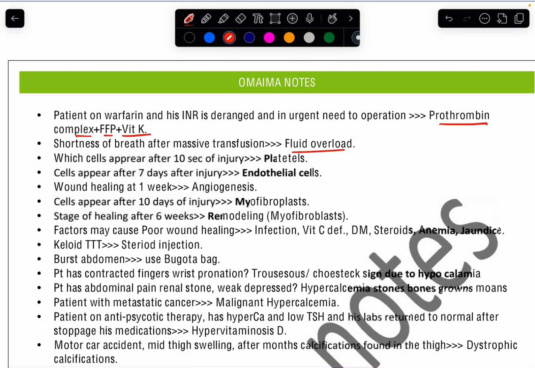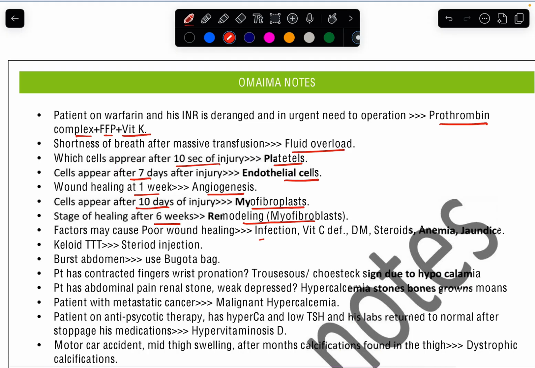White cells appear after 10 seconds of injury. Platelet, it is just like formation of platelet. Cells appearing after 7 days are endothelial cells. Okay, this is the endothelial cell. Wound healing at 1 week: angiogenesis. Cells appearing at 10 days: myofibroblasts. Stage of healing at 6 weeks: remodeling.